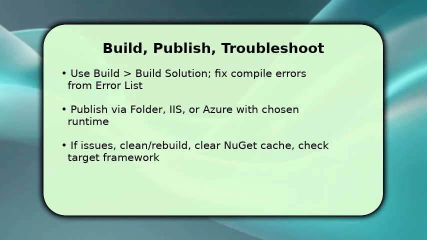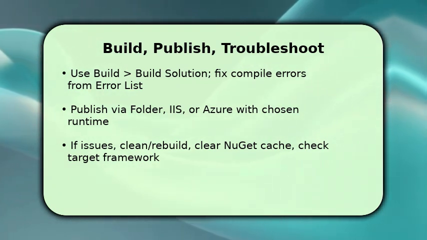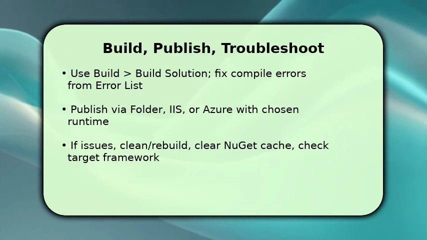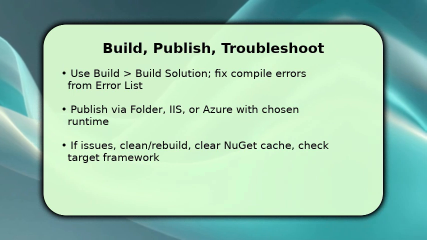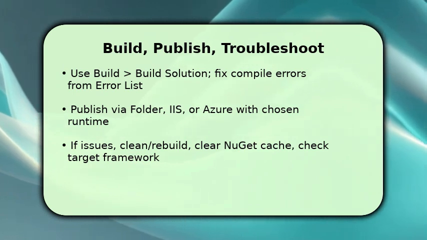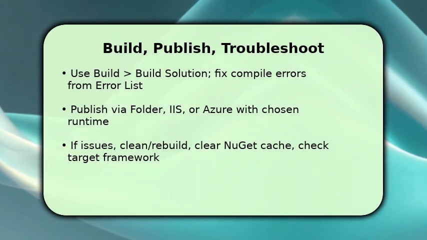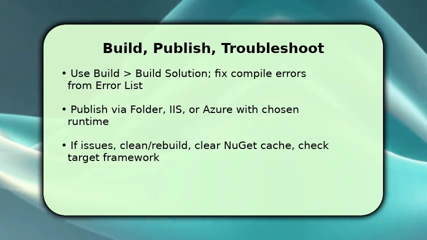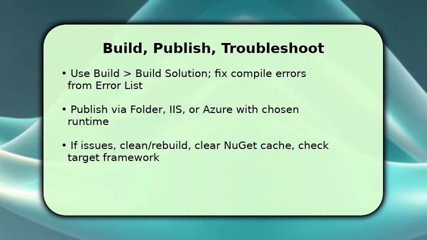When ready to deliver, use Publish to create a folder deploy, IIS package, or Azure deployment and choose the runtime and configuration. If deployment or builds fail, try clean, rebuild, and clear the NuGet cache. Also confirm the target framework matches dependencies. This single troubleshooting step usually eliminates dependency or stale build problems and gets you to a working release.